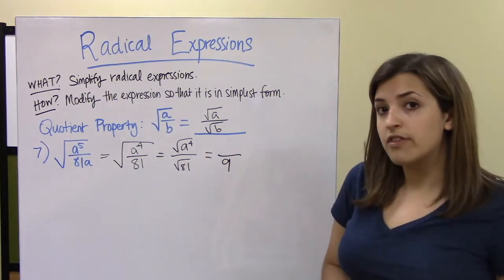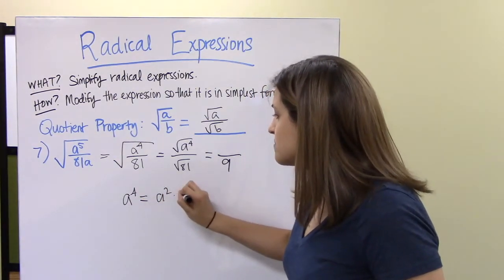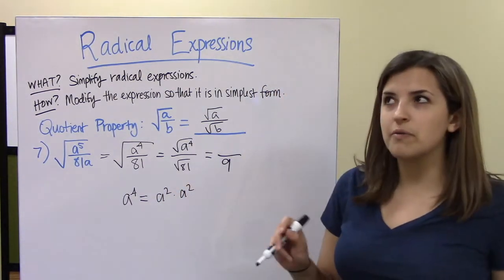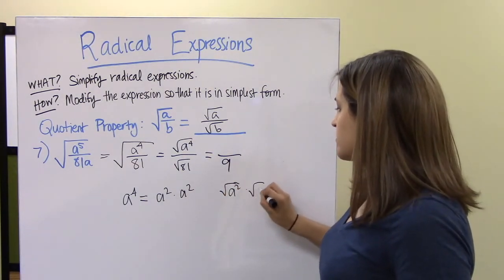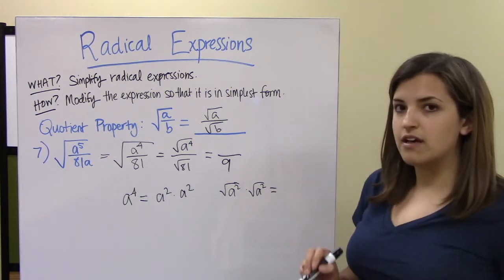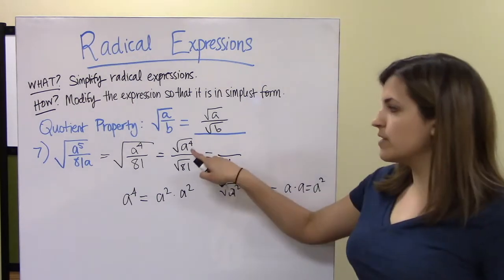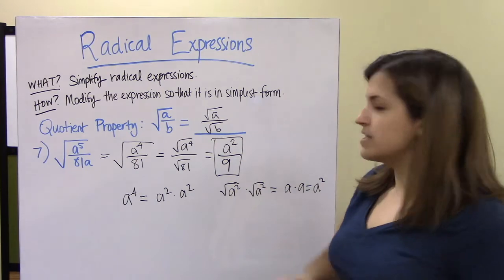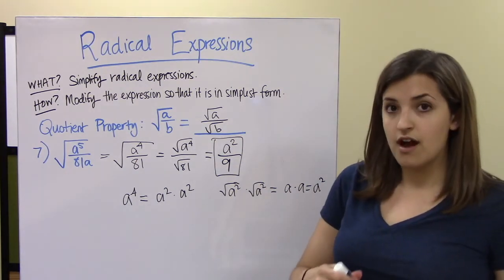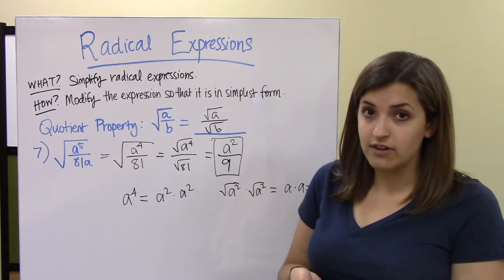Square root of a to the 4th equals a squared times a squared. So if I have the square root of a squared times the square root of a squared, that gives me a times a, which is a squared. So the square root of a to the 4th is a squared, and my simplest form is a squared over 9. All right, now we can do some problems with the product and the quotient rule together. So let's do a couple and then we'll be done.